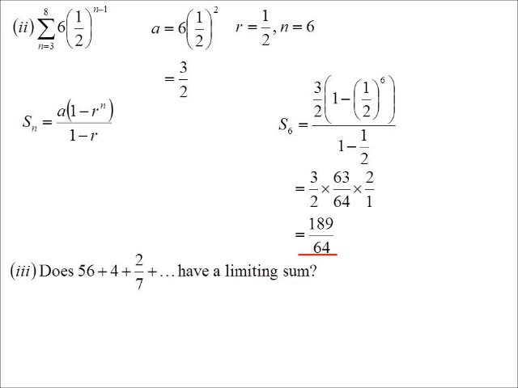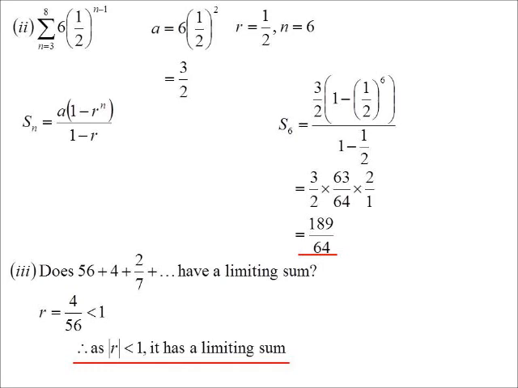Question, they love this sort of question. You see it pop in every now and then, and they simply ask, does it have a limiting sum? And they want to know whether you understand that the limiting sum only works if the magnitude of the ratio is less than 1. So we simply have to look at what the ratio is. So our ratio for this one is 4 on 56. That is less than 1. So yes, it has a limiting sum. It satisfies that condition. It didn't actually ask me to find it, so don't waste time finding it. It was simply a question, does it have one?